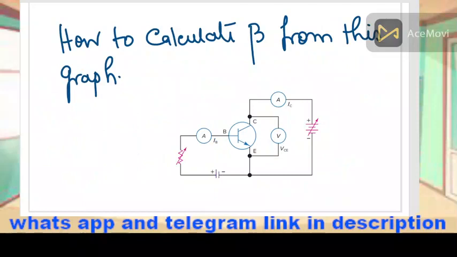The corresponding circuit diagram that was used to obtain this graph is this one. Here you can see you have an ammeter that is measuring the base current, and an ammeter measuring the collector current. There is a voltmeter that is reading the voltage between the collector and the emitter terminal. And this is the biasing battery. By changing this variable resistance, you can control the current passing through the base, and you can change the base current to take different readings. And this is the variable battery or potential divider arrangement that is used to change the potential between C and E.